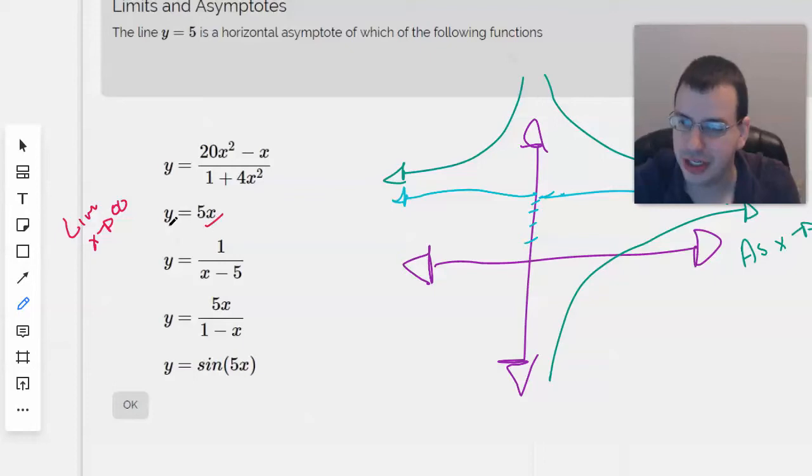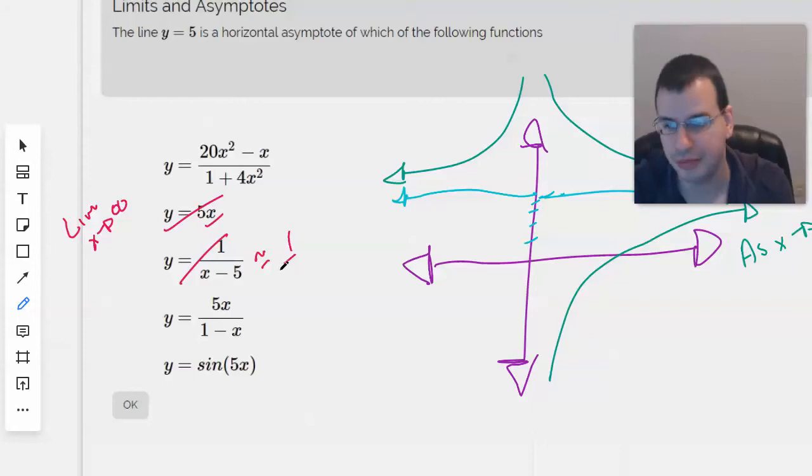X goes to infinity, y goes to infinity, no. X goes to infinity, you get 1 over infinity, this will go to 0, so nope. Because this will be basically the same as 1 over infinity, which is basically 0. This one might do it.